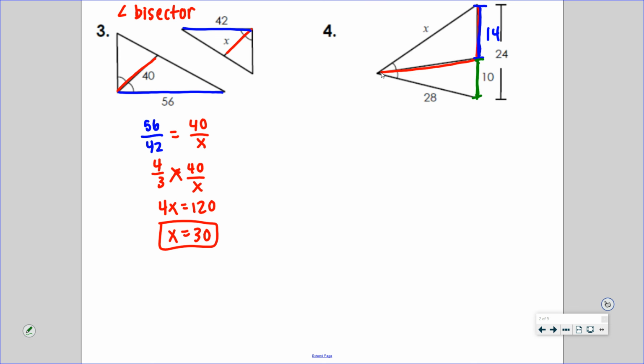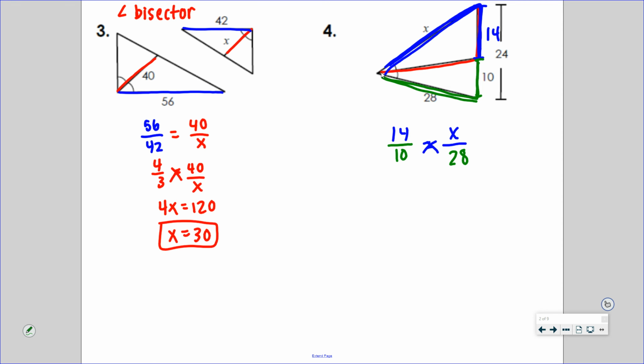Good. The ratio of those two pieces, and how you set up the ratios is up to you. If I go 14 to 10, if I write it that way, I have to set up my proportion using the other side that touches that segment of 14. So I would have to write it as x to 28. Or you can have that flipped, as long as you're consistent with your proportion.